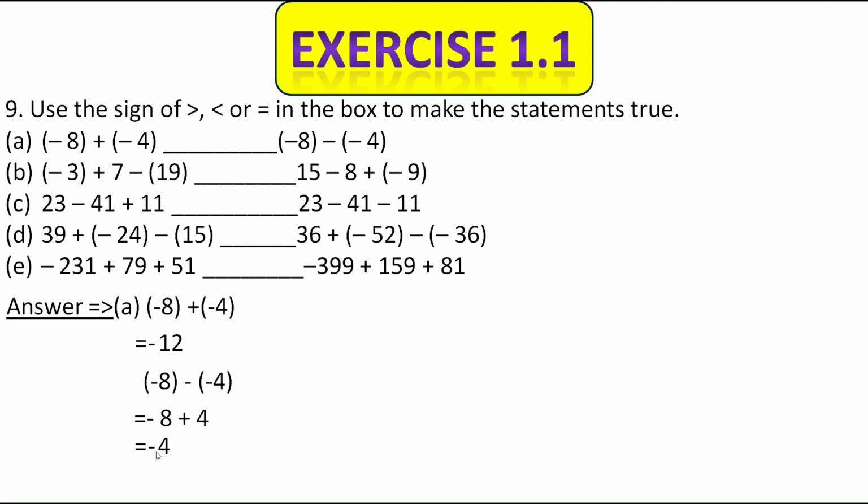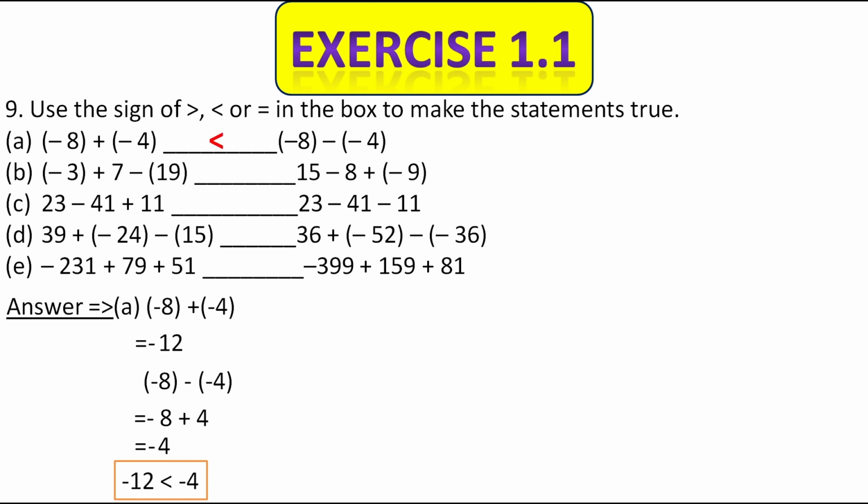Now we have to compare these two values. As I told you, whenever we move on the number line towards the right side, the value of the numbers increases, and as we move towards the left side, the value of the numbers decreases. So the numbers with a minus sign, even though it is a bigger number, will have the lesser value. So here minus 12 is less than minus 4, so we have to put this sign here.